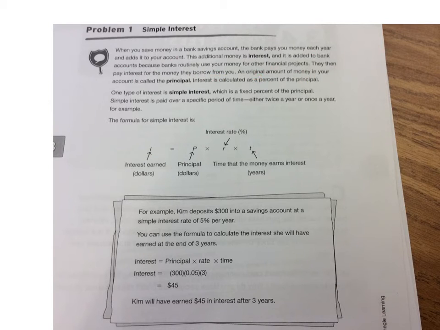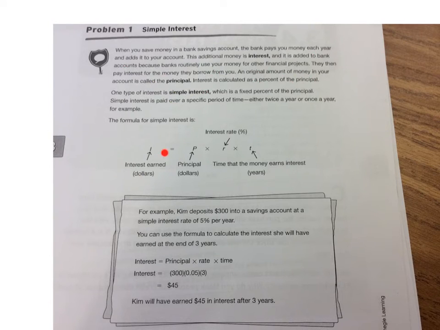An original amount of money in your account is called the principal. So if I put $500 in the account, that's principal. Interest is calculated as a percent of the principal. One type of interest is called simple interest, so you're getting money based on how much you have in the account, which is a fixed percent of the principal. Simple interest is paid over a specific period of time, either twice a year or once a year, for example. The formula for simple interest is this. This is what you need to understand.